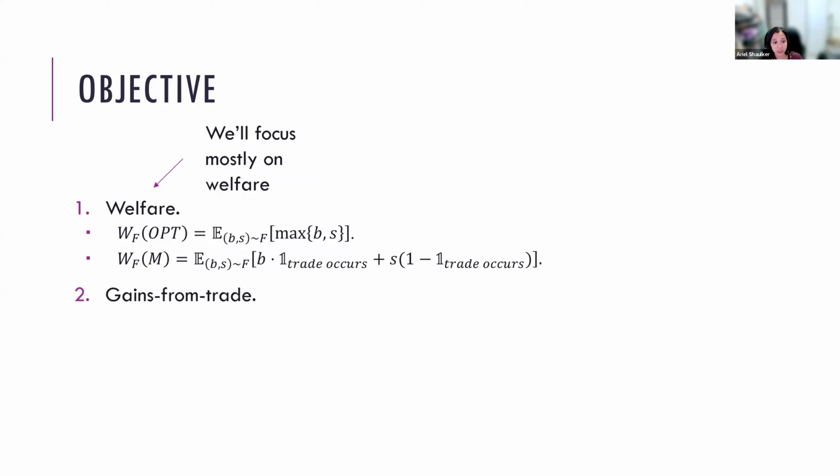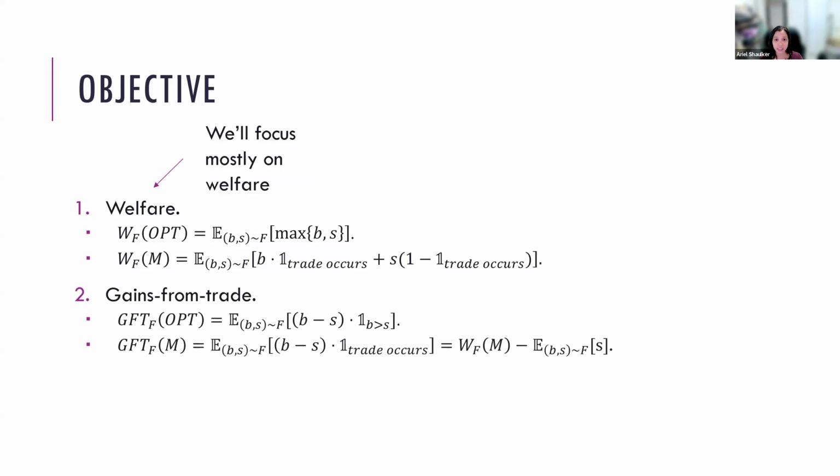And the second notion is called gains from trade, and it measures the expected improvement in the welfare that is caused by a trade. And the gains from trade of a mechanism is always equal to the welfare of this mechanism minus the expected value of the seller. Okay, so the optimal allocation for both welfare and gains from trade is going to be the same. This is the allocation that trades the item whenever the value of the buyer is larger than the value of the seller.